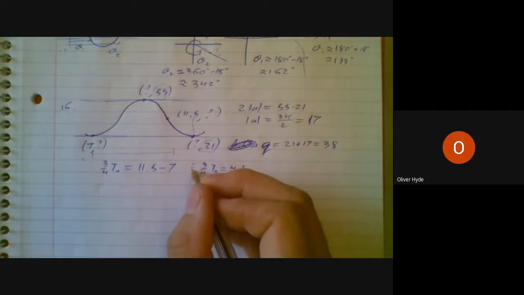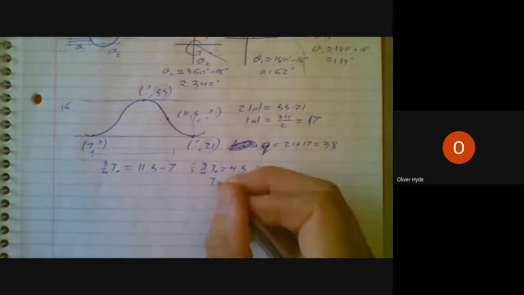Normally I would multiply both sides by 4 first. In this case, I think it's a little bit easier to divide both sides by 3. Actually, let's multiply by 4/3 instead. And then I can do 4.5 divided by 3 is 1.5, times 4 is 6. So my new period is 6.